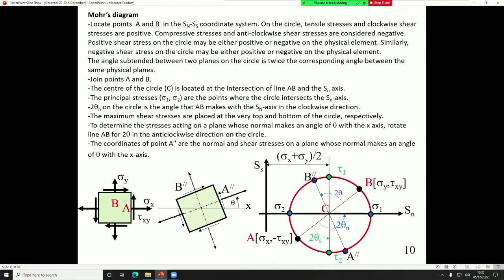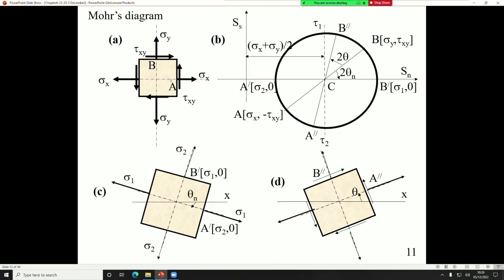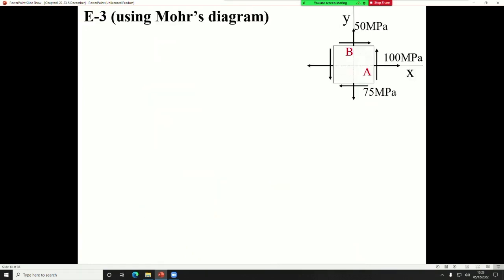So as I said, if you put slides 10 and 11 next to each other and follow the instructions, you easily can draw it in your own time. So for question number 3, if you remember, in each slide I covered, when I explained principal stress and maximum shear stress, I solved different parts of question 3. Now, we're going to repeat whatever we did last week, but using a Mohr diagram.